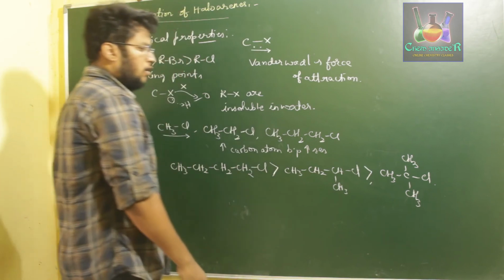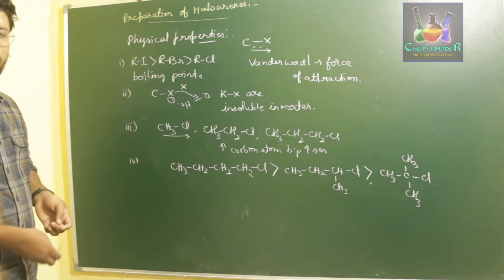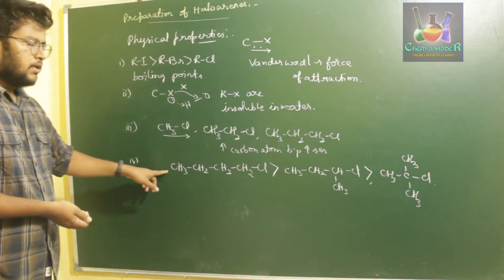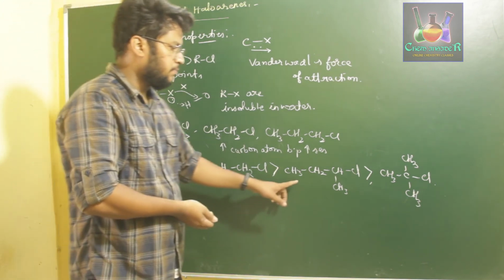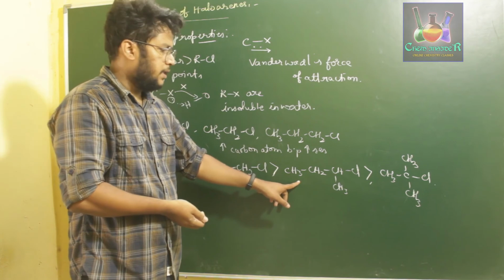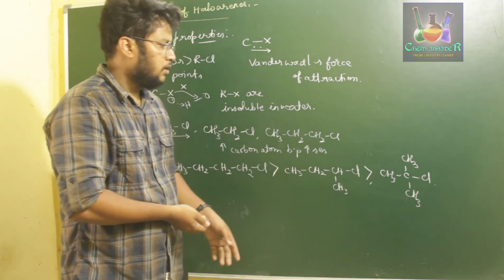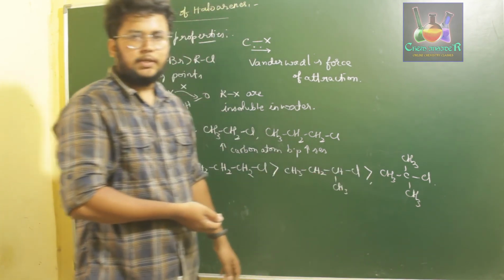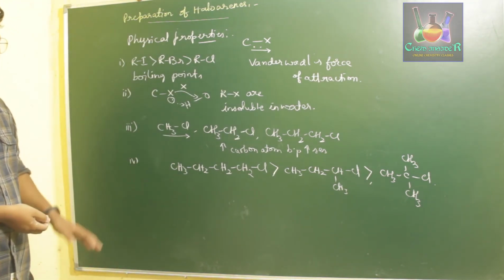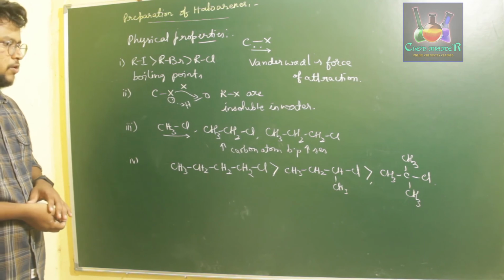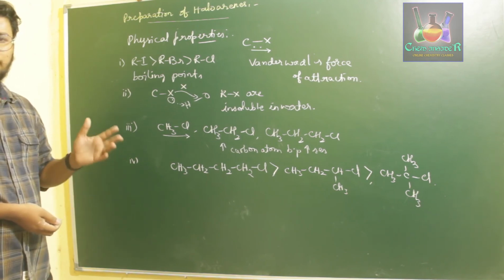So therefore, for the order of these three compounds in boiling point, n-chlorobutane has a higher boiling point when compared to 1-methyl chloropropane and 2,2-dimethyl chloropropane. So what we can say is, if you have branching in the compound, their boiling point decreases respectively.